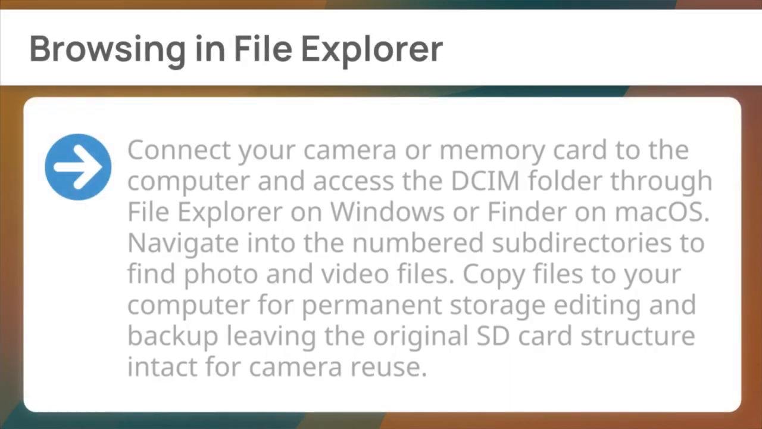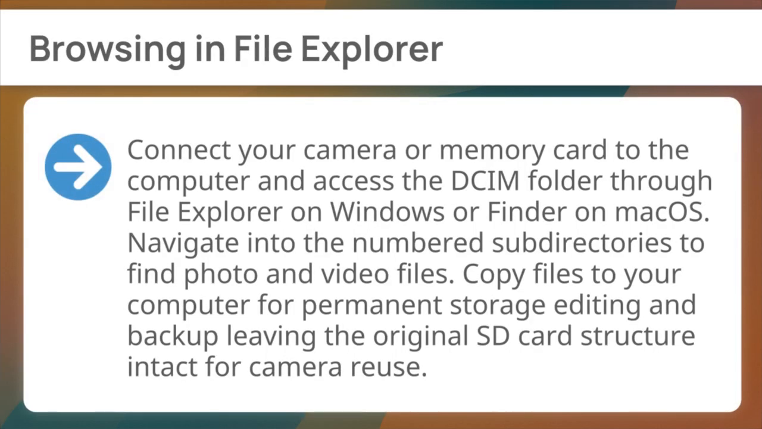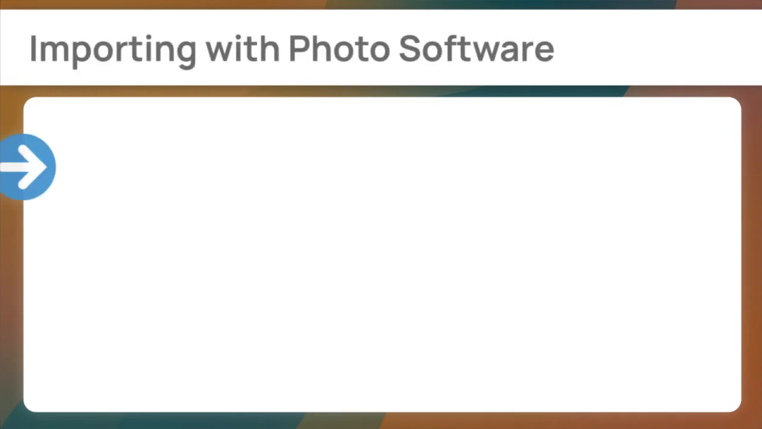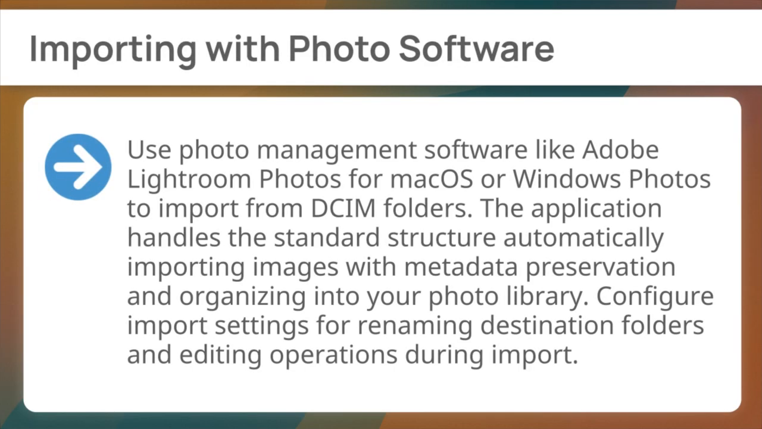First, browsing in File Explorer. Connect your camera or memory card to the computer and access the DCIM folder through File Explorer on Windows or Finder on macOS. Navigate into the numbered subdirectories to find photo and video files. Copy files to your computer for permanent storage, editing, and backup, leaving the original SD card structure intact for camera reuse.